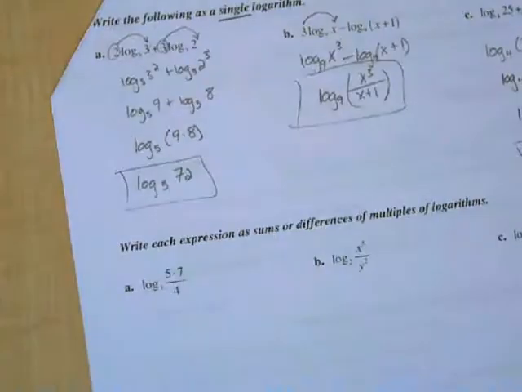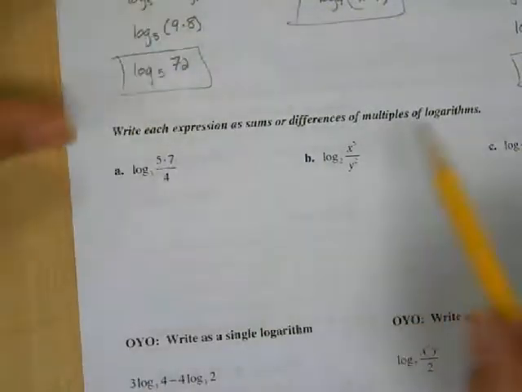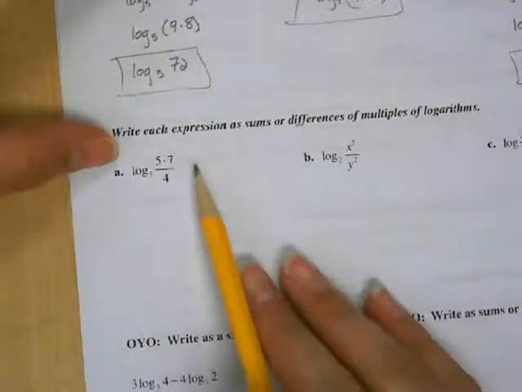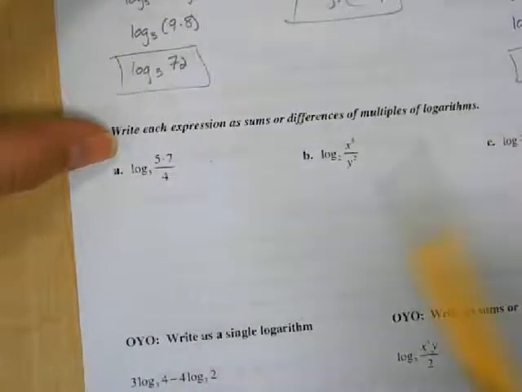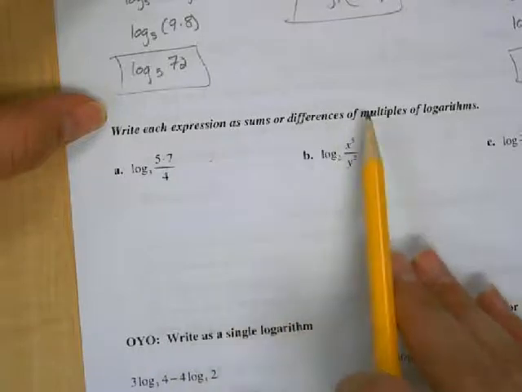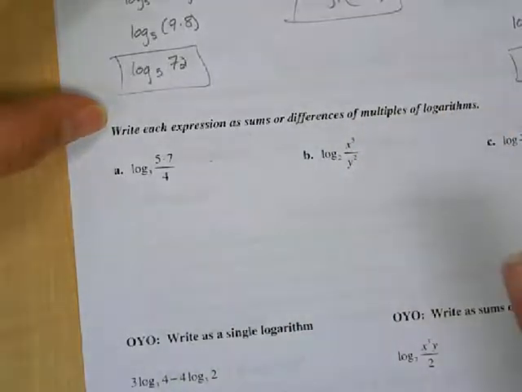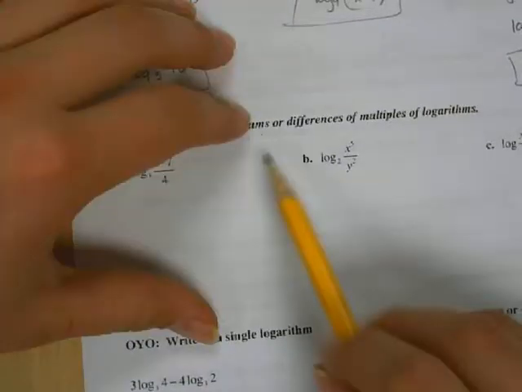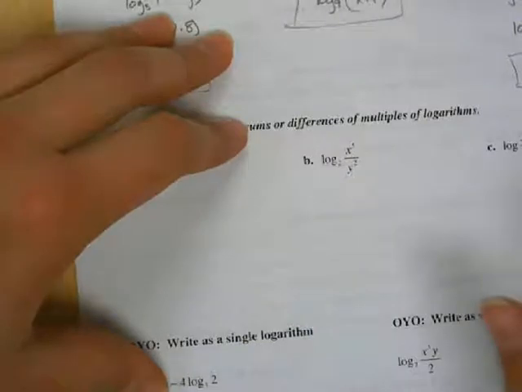Okay, they also want us to be able to go the other direction. Sometimes it's helpful to be able to expand these things. So when it says, and I want you to look at these directions because these tend to confuse people and they end up leaving the spot blank on the test just because the directions confuse them: write each expression as sums or differences of multiples of logarithms. That is an extremely fancy way of saying, okay, expand this thing. Expand it out so that you have adding, subtracting in it, okay? That's what we're looking for.